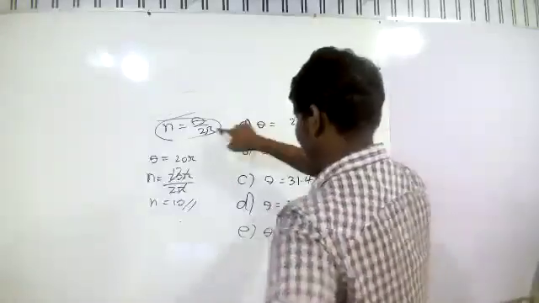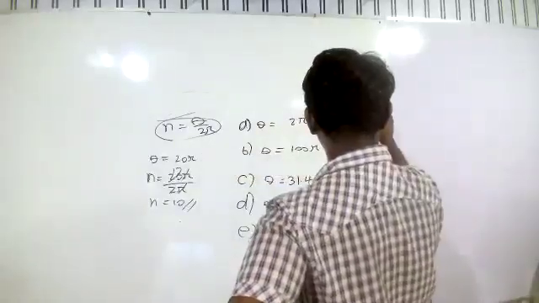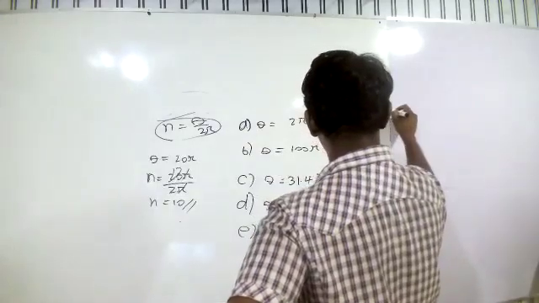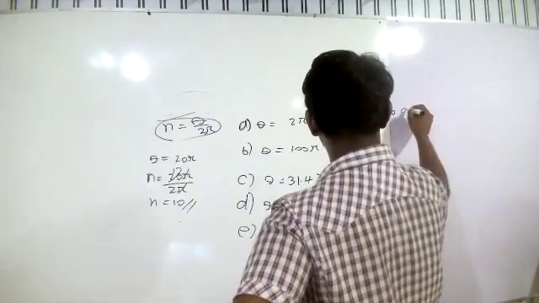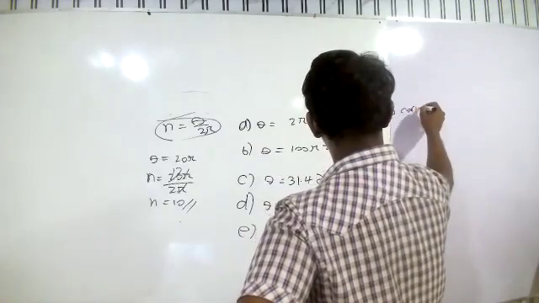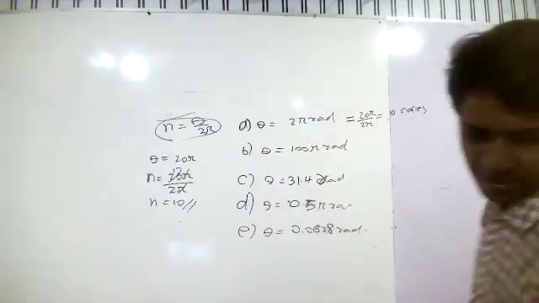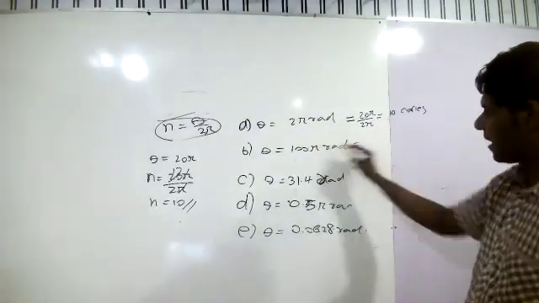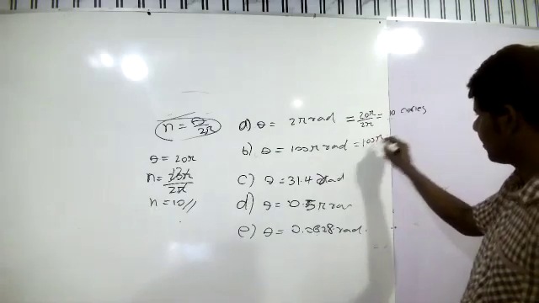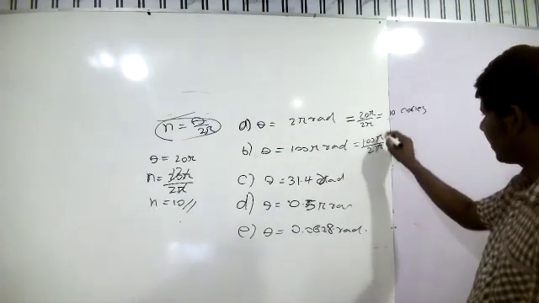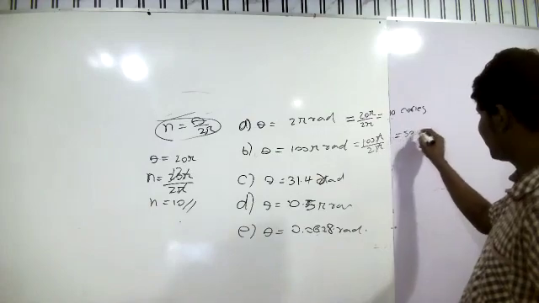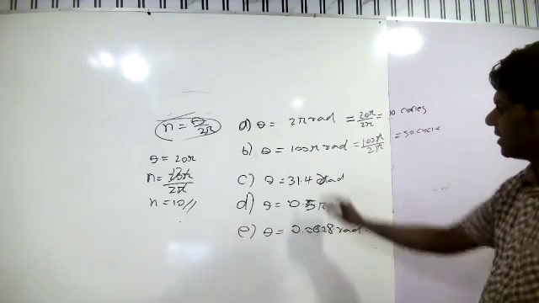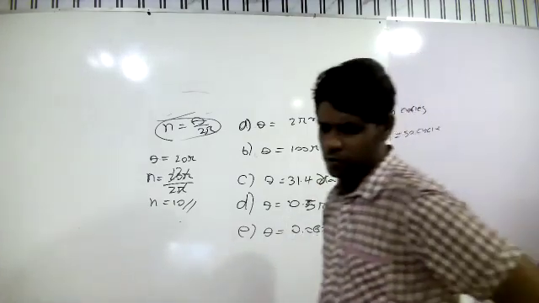So it is like 20 pi divided by 2 pi. 10 what? Cycles. 10 cycles. Okay. Here 100 pi divided by 2 pi. Pi and pi cancel, no? 50 cycles. Here 31.4.